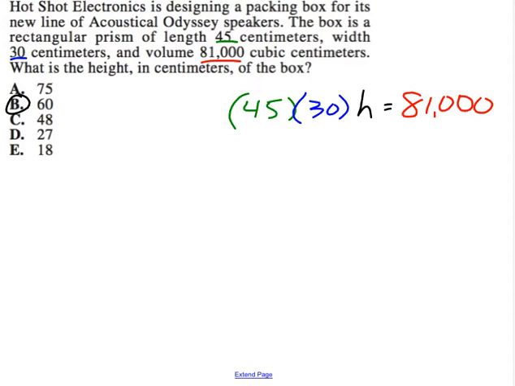So they give us a volume equation, or we are asked to find the volume. So I need length times width times height. They give us a length, a width, but we're looking for the height when we have a volume. So set that up. Divide 30 over, and then also 45 to get your answer of 60, B.